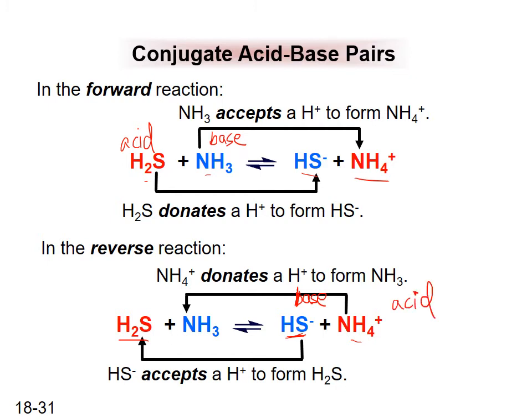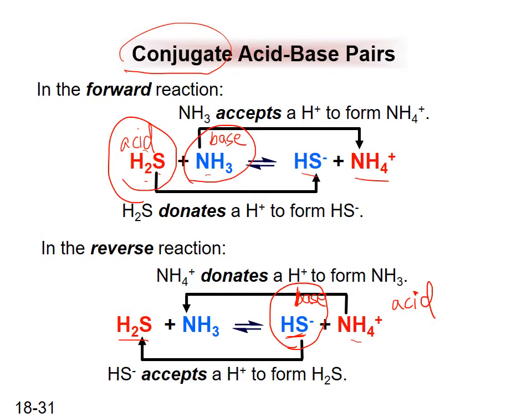So you can see we start with hydrogen sulfide as an acid. We end up with a hydrogen sulfide ion, which is a base. So these two are an acid-base pair, a conjugate acid and base pair. Ammonia is a base in the reactant, and ammonium in the product is an acid. So again, these two are an acid-base pair. Ammonia, ammonium: one is a base, one is an acid. So, conjugate acid-base pair.